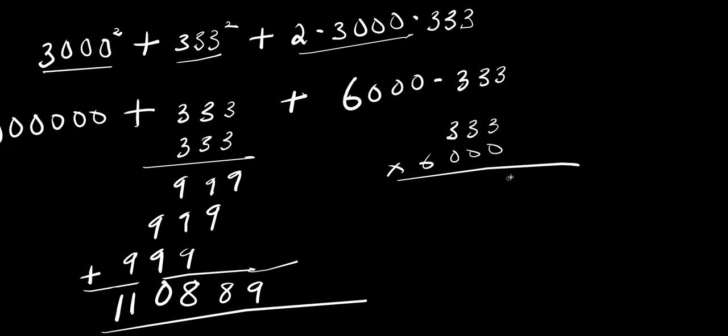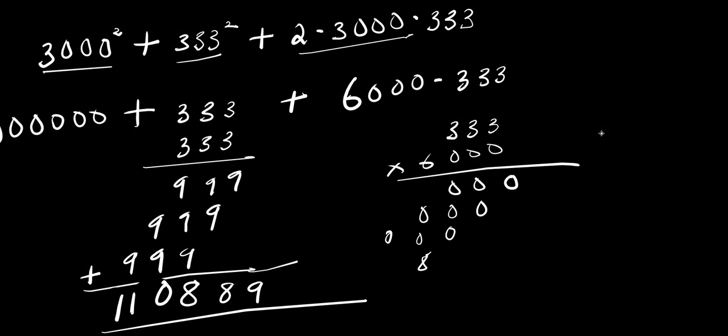0 times 3, we have 0. Repeating for each zero, we have 0 every time. 6 times 3, we have 18.